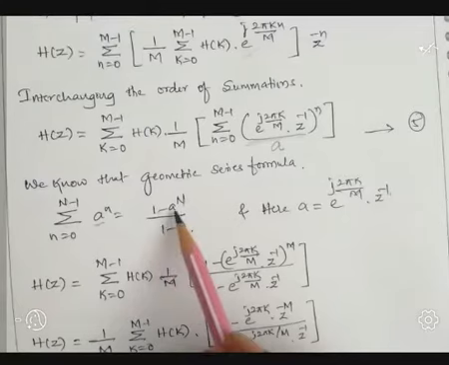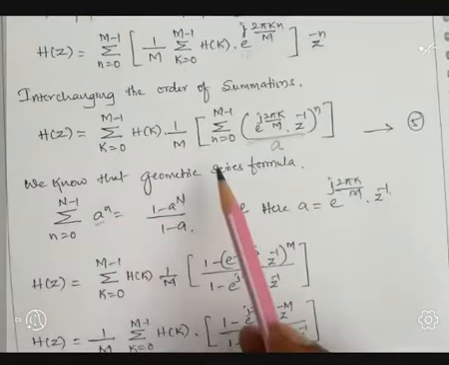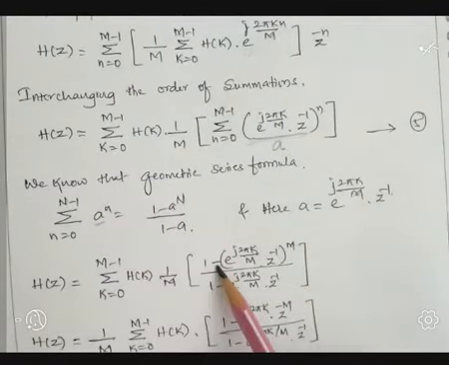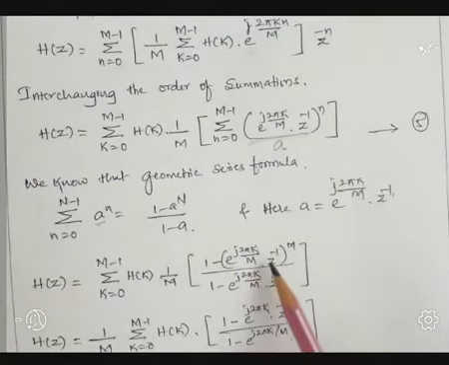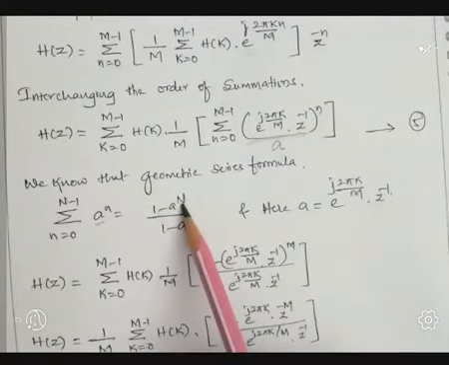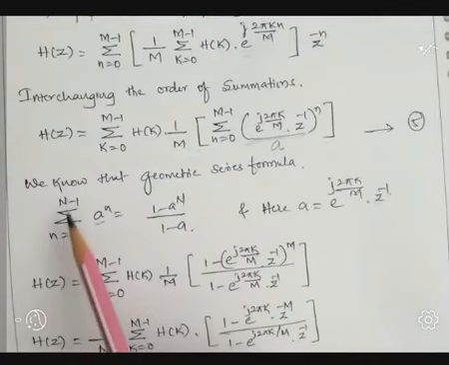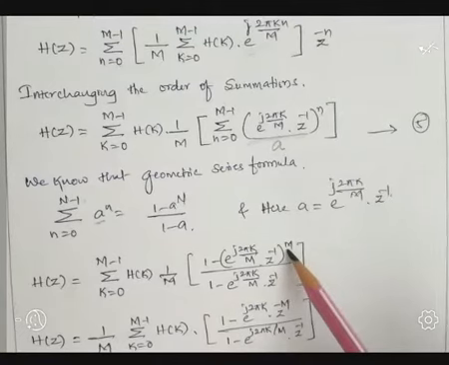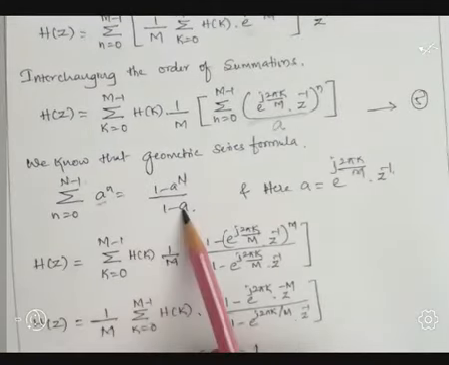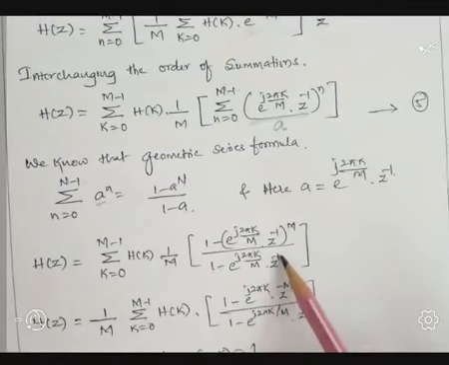1 minus a to the power N, with the remaining term kept as it is. Next, 1 minus a is what? 1 minus e to the power j 2 pi by M k into z to the power minus 1. The power term is what? a to the power N is there when the limits are 0 to N minus 1. Here in this case the limits are 0 to M minus 1, so the power term is M. Coming to the denominator, 1 minus a term is 1 minus e to the power j 2 pi by M into k multiplied by z to the power minus 1.